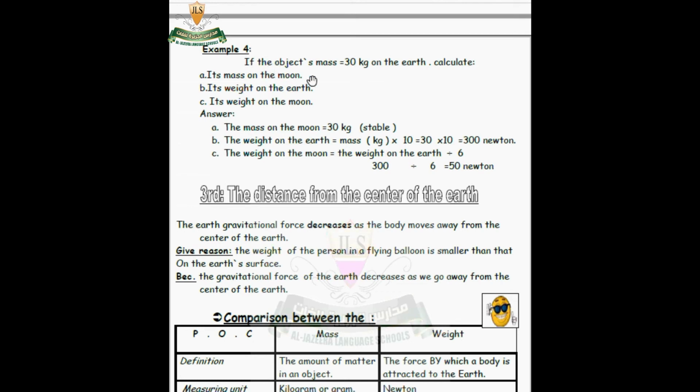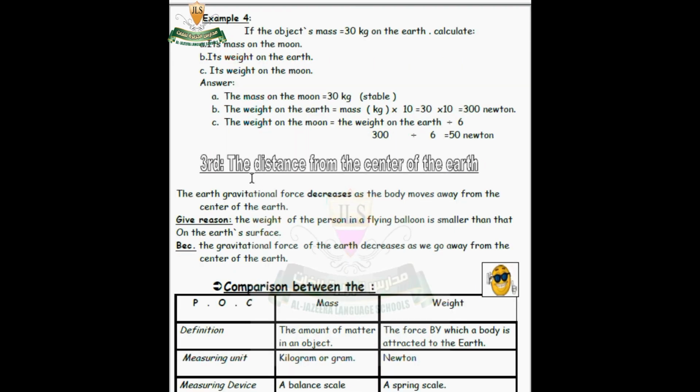Example: if an object's mass equals 30 kilograms on the Earth, calculate its mass on the Moon, its weight on the Earth, and its weight on the Moon. We know that the mass is constant, so the mass on the Moon equals the mass on the Earth, 30 kilograms, because it's stable. Number B, the weight on the Earth equals mass times 10 equals 30 times 10 equals 300 Newton. Now we want the weight on the Moon, so we divide by 6. 300 divided by 6 equals 50 Newton.